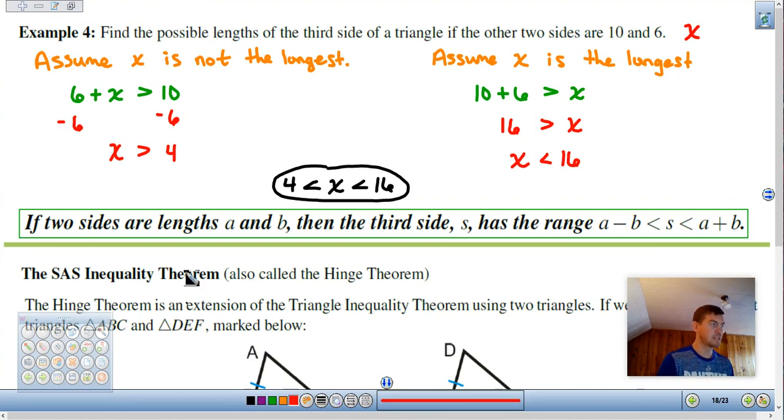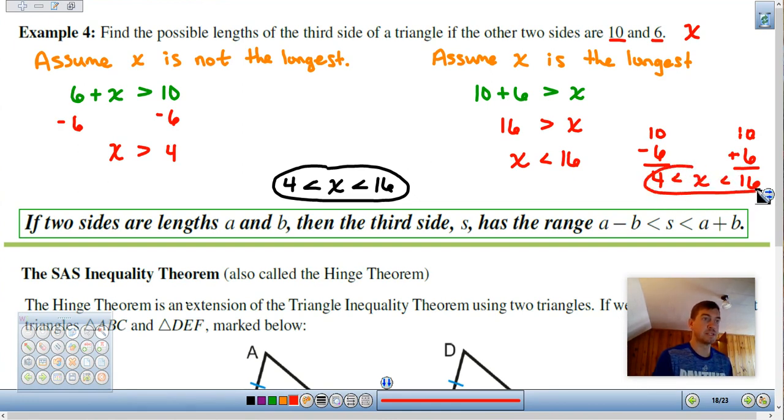The quicker way to find this is if two side lengths are a and b, then the third side would be in the range: subtract a and b, it's got to be bigger than that, add a and b, it's got to be smaller than that. So if my two side lengths are 10 and 6, all you do is this. 10 minus 6 is 4. 10 plus 6 is 16. And your third side has to be between that. So that's the same answer as what we had here.